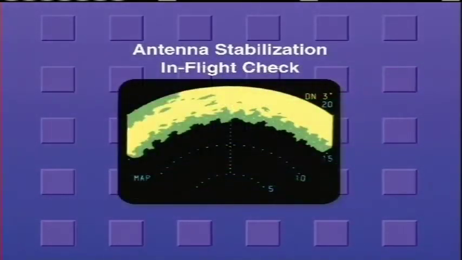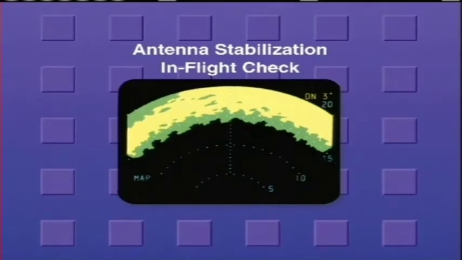To verify the accuracy of the radar's stabilization system, an in-flight check may be initiated. Fly the aircraft level at 10,000 feet AGL. Select the map mode, stabilization off, and set the indicator at 20 nautical miles. With the RDR 2100, disable the auto tilt by pressing the Tilt Select knob. Set manual gain to maximum.